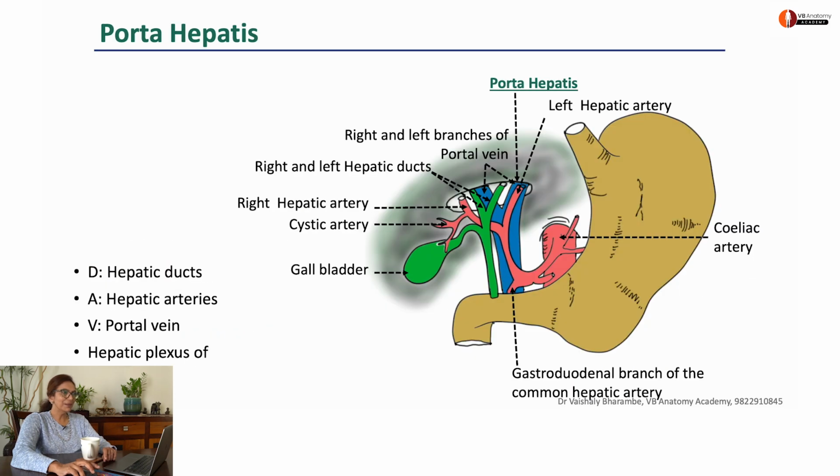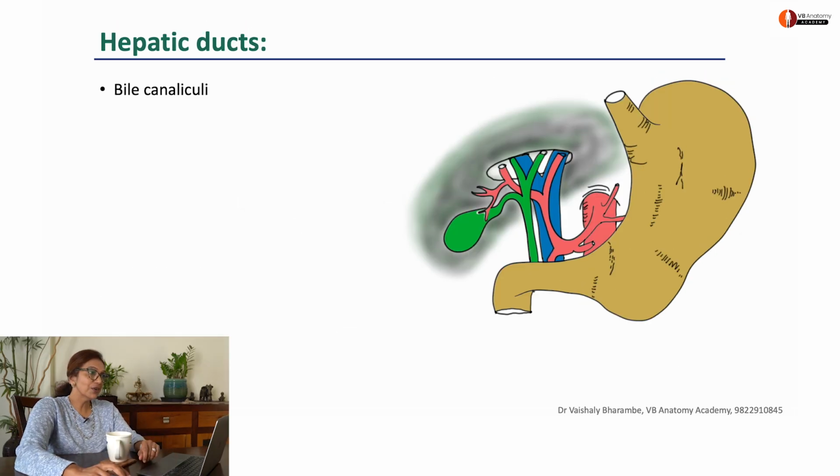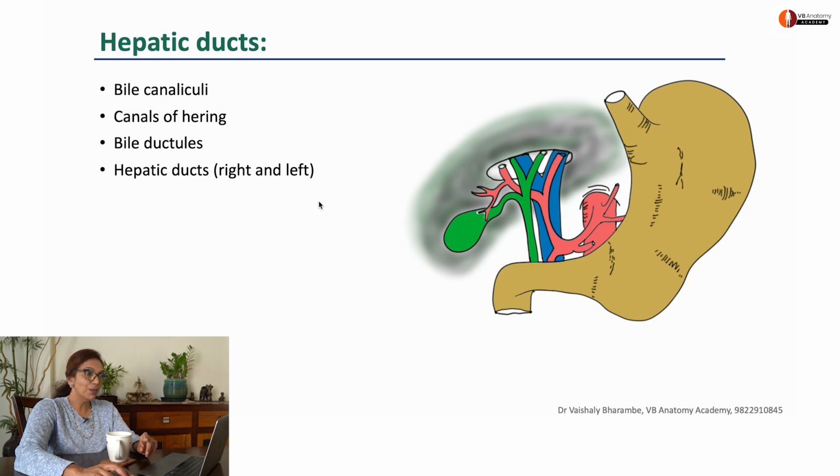Fissure for ligamentum teres we've already done. So let's talk about the porta hepatis. Porta hepatis is a port through which structures enter or exit the liver. Which structures? Hepatic ducts, hepatic arteries, portal vein, and hepatic plexus of nerves. These are the structures found here. The hepatic ducts draining the liver are formed at the level of bile canaliculi, which through the canals of Hering form the bile ductules. The bile ductules form the right and left hepatic ducts, which you can see over here, which come out of the liver at the porta hepatis.